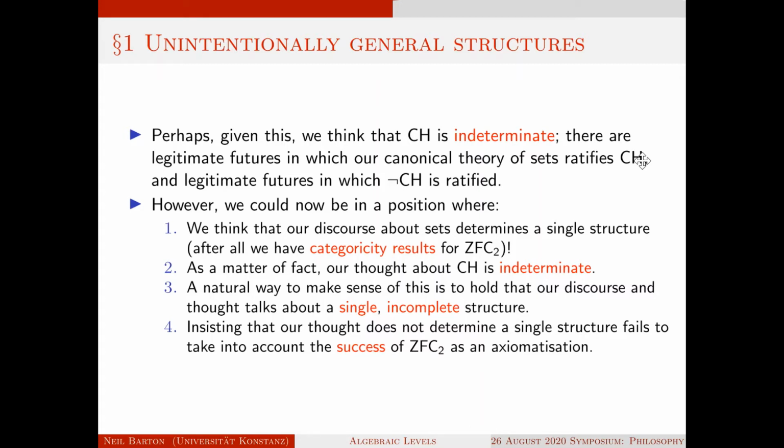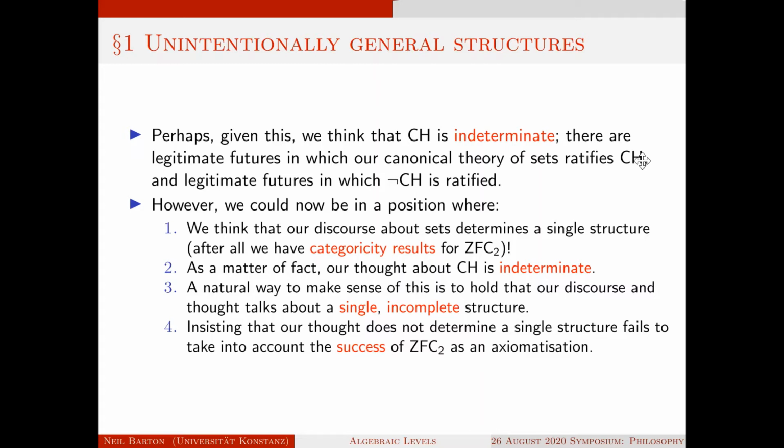As a matter of fact, though, our thought about CH is indeterminate. This is witnessed by the fact there are different possible futures, where in one CH is true, and in one we select an axiomatization in which CH is false. Now, a natural way to make sense of this would be to hold that our discourse and thought talks about a single incomplete structure. It doesn't determine all of its properties, in particular CH.